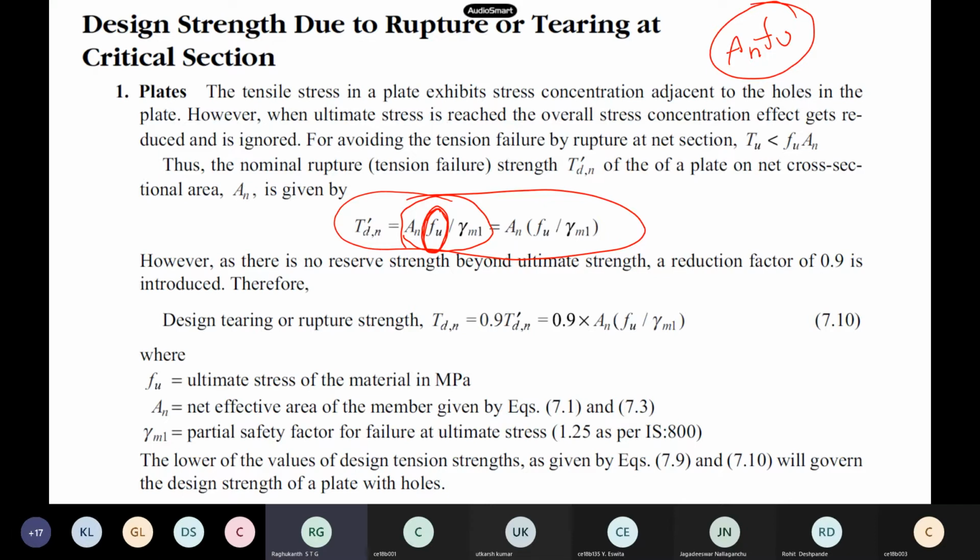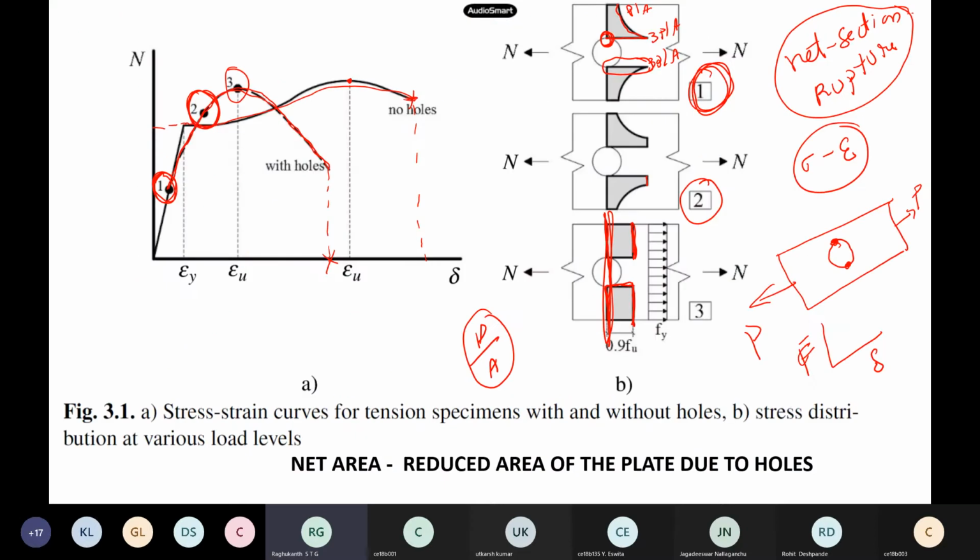So when there is a plate with a hole, its stress-strain curve is entirely different from a plate without a hole. So serviceability doesn't come into the picture here. So we use An into Fu, and An is nothing but the net area, not the gross area. That was the gross area, the unreduced area, we used to say. Now here it is the net area. That means the plate is going to fail at this cross section by tearing. Because you have a hole, this is our net area at this cross section.